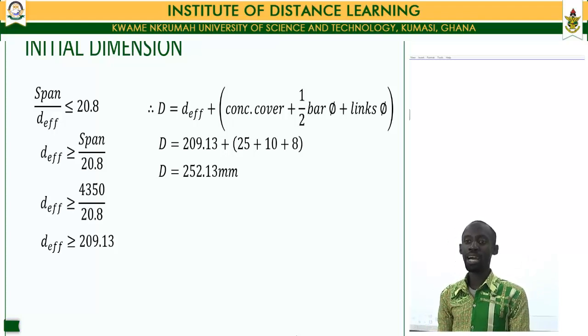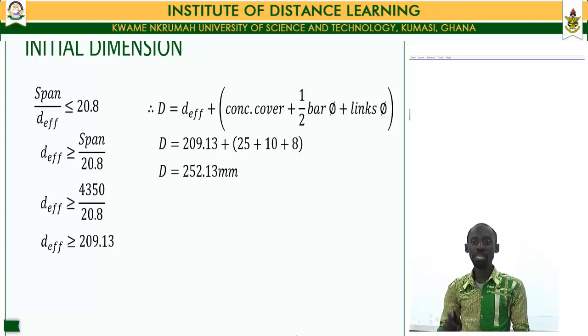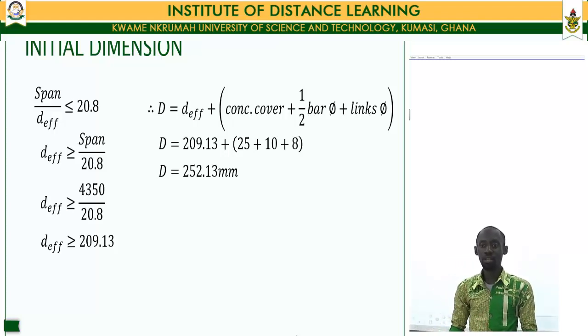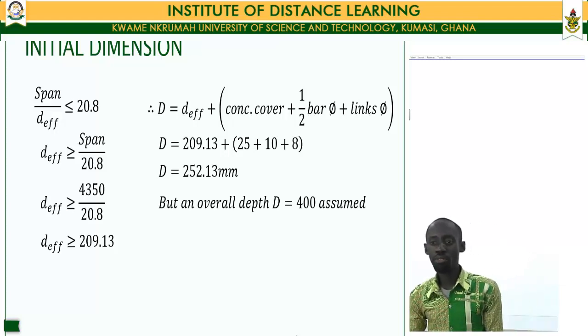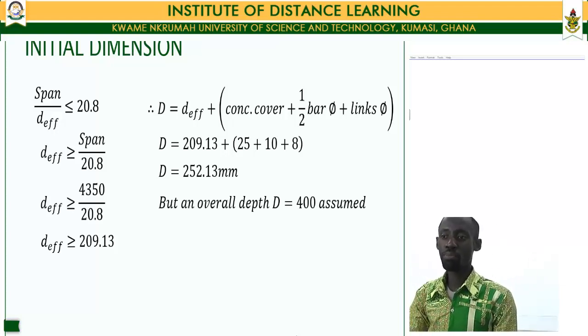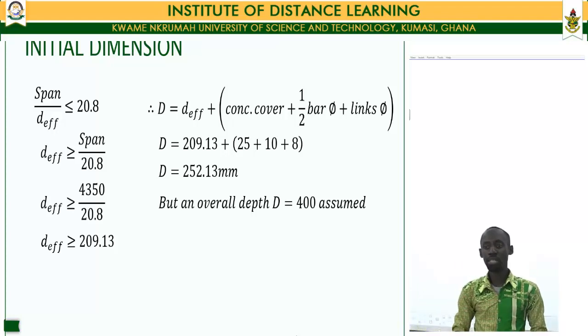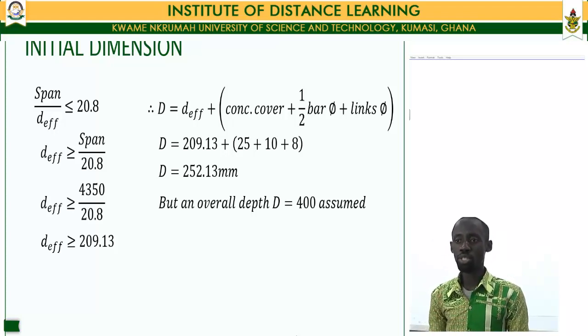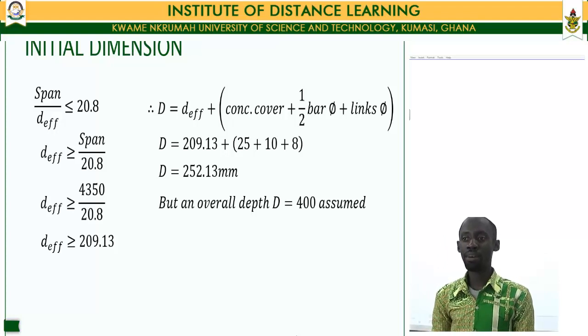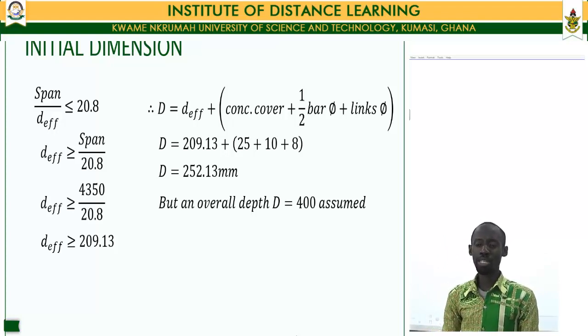Now, what this means is that I can either increase it or maintain it as it is. So then I move ahead, and instead of relying on the 252, we move ahead and assume a depth of what? 400. Since the 200 looks a little too shallow for a beam, so we move ahead and adopt a depth of 400 millimeters. Now, once a total depth of 400 millimeters has been assumed, it means that our D effective value would also change, since our concrete cover, our bar diameter, and our link diameter do not change.